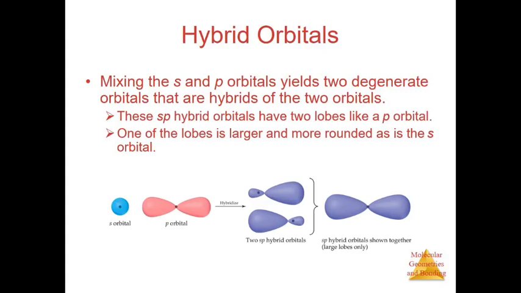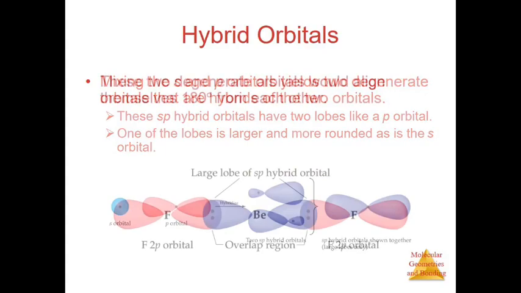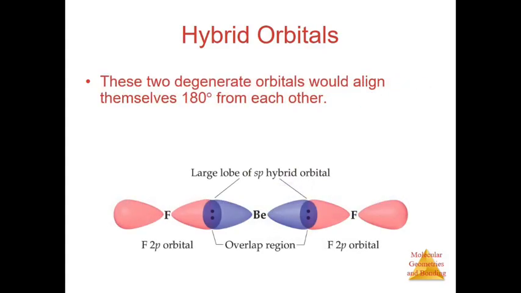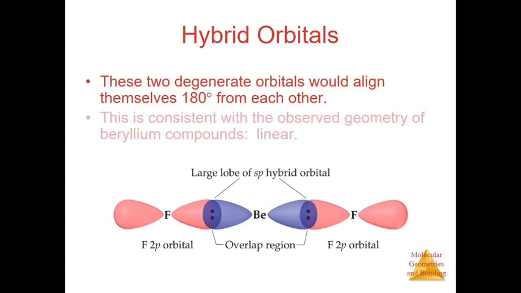The sp hybrid orbitals do have 2 lobes just like a p orbital, and you can see that there. But one of the lobes is going to be larger and more rounded than your s orbital. The degenerate orbitals will align themselves 180 degrees apart from each other, and this is going to be consistent with a linear geometry. So we did talk about a linear geometry. If there's only 2 atoms, it will be linear.